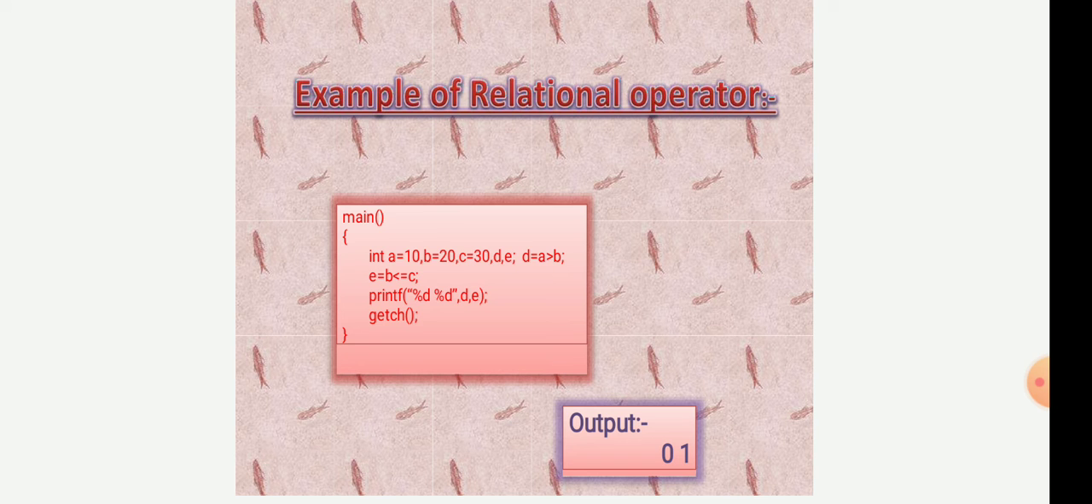You can see in the output for d it prints 0, and for e we have b is less than or equal to c. So dear students, the value of b is 20 and the value of c is 30. So here the condition is true. So for e it prints 1. So dear students, this is our example for relational operators.